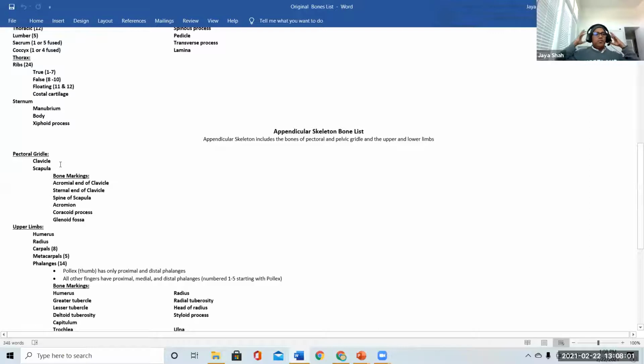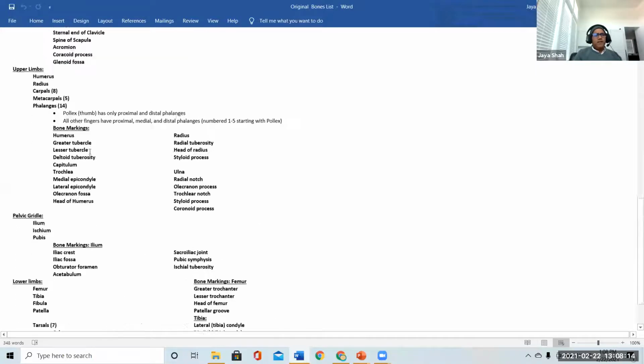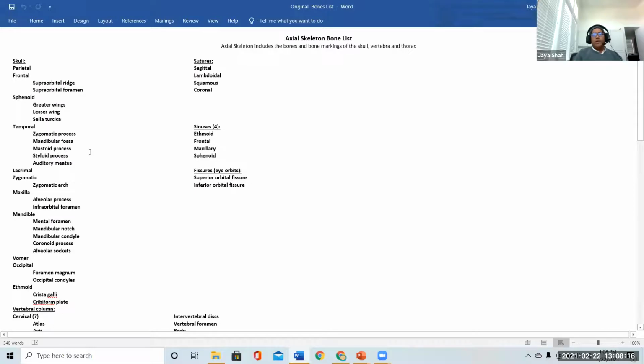But when you come to scapula, you can see there are several bone markings. You have to know these all. You will be tested on these bone markings in the exams. Okay. So this is the structure of the bone list, and we're going to go over this bone list.